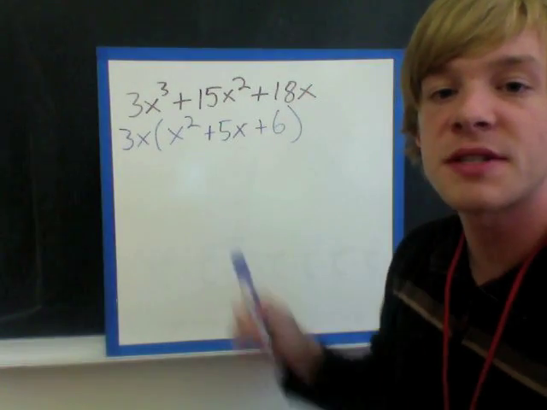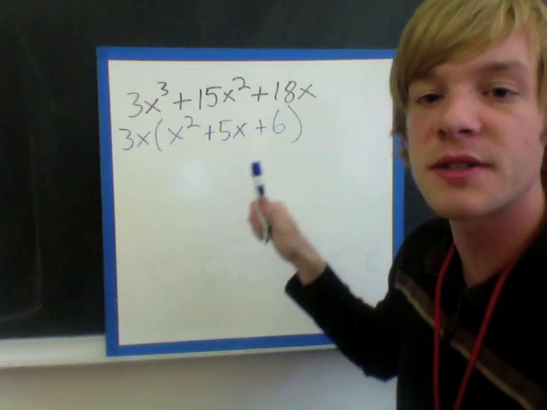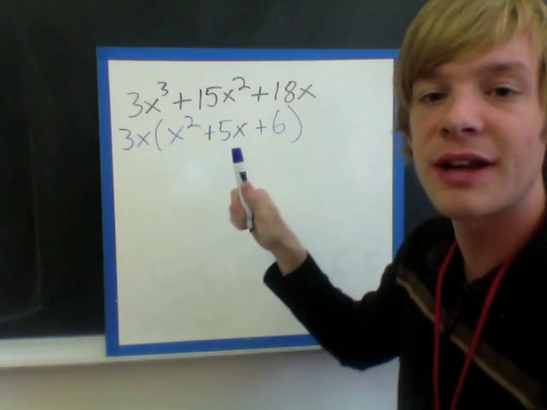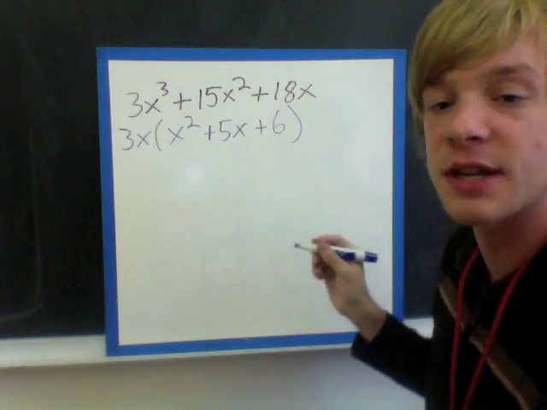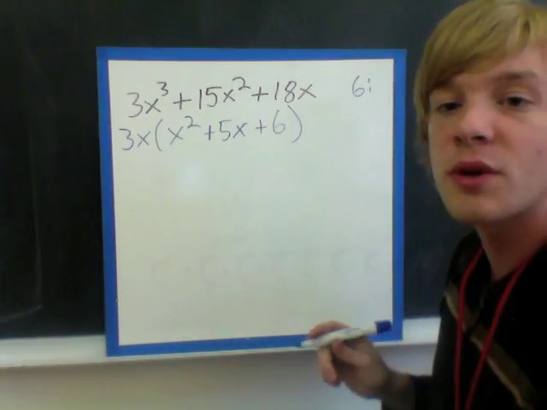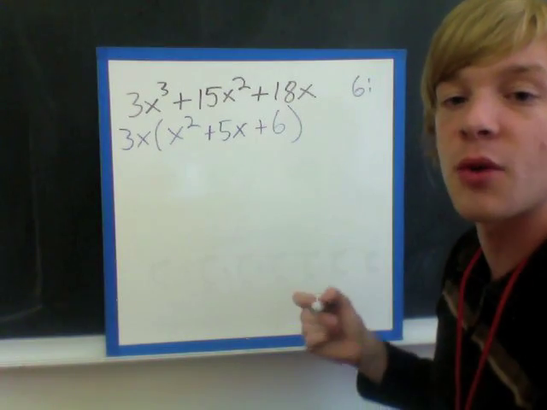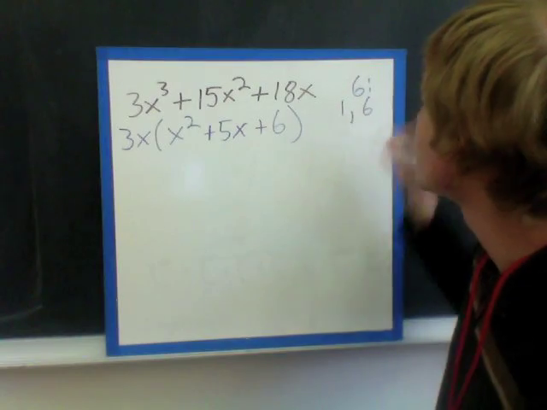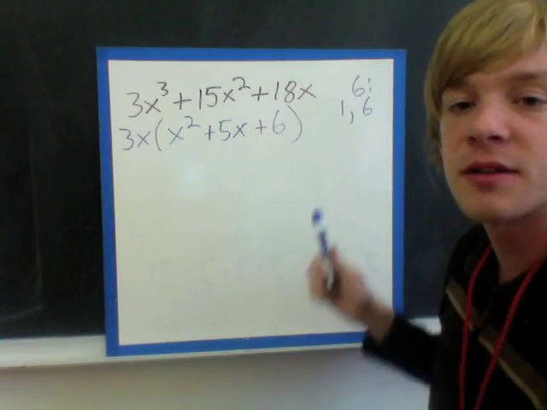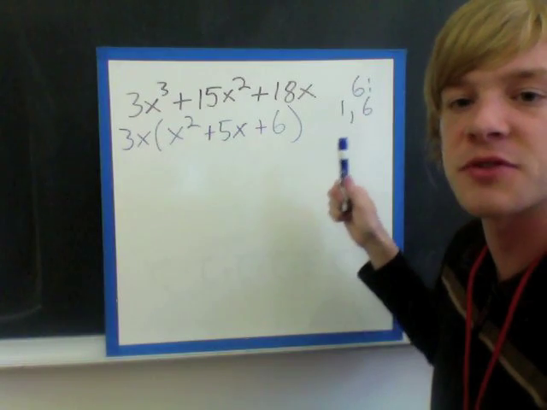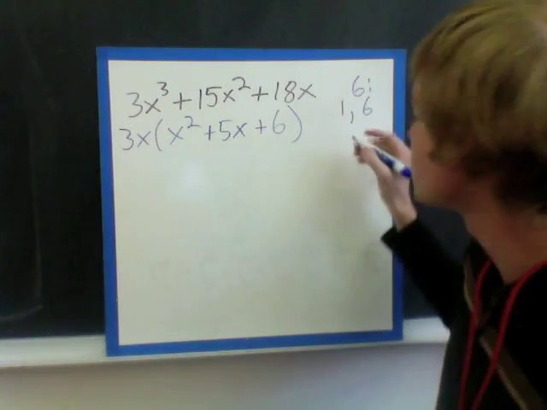Now, we want to see if we can factor this further. We want to see if there are any pairs of factors of 6 that will add to 5. So let's find our factors of 6. We always start off with 1 and our number, so I've got 1 and 6 as my first pair. And if I move on down the line, we check 2. Well, 6 divided by 2 is 3, so that means the factors are 2 and 3.